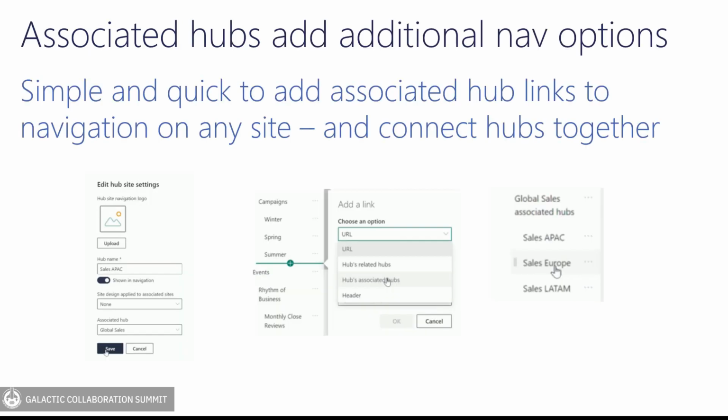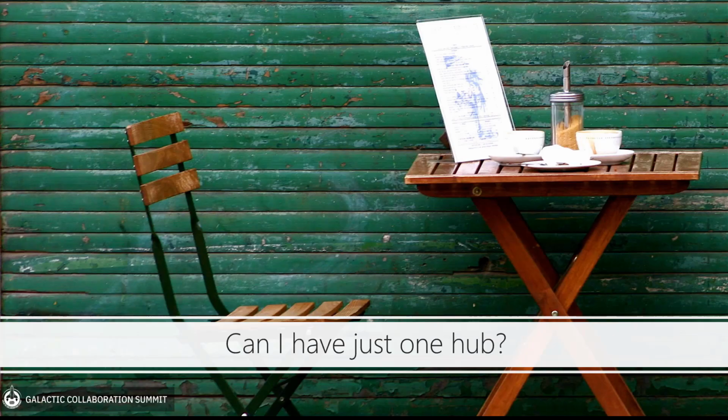One of the capabilities that we'll also see later this year is the ability to create associated hubs. Think of this as a way to connect hub A to hub B. We're going to get a simple and quick way to add associated hub links to navigation on any site. But the other thing we'll get is the ability to expand our search scope to include not just the hub that we're in, but also a hub that is connected to that hub. Associated hubs, just as hubs themselves, can only be created by the SharePoint or global admin in your tenant.